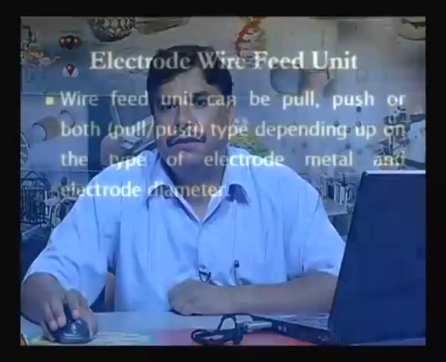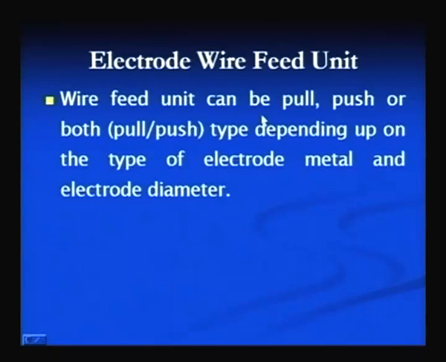So, here the wire feed unit can be of three types. One is the pull type wire feed unit, or the push type wire feed unit, or the third one is where both pulling and pushing of the electrode wire is done to feed it continuously in the region where it is required. The type of wire feed system to be selected for a given electrode material and base material welding depends on the type of the electrode metal and its diameter.